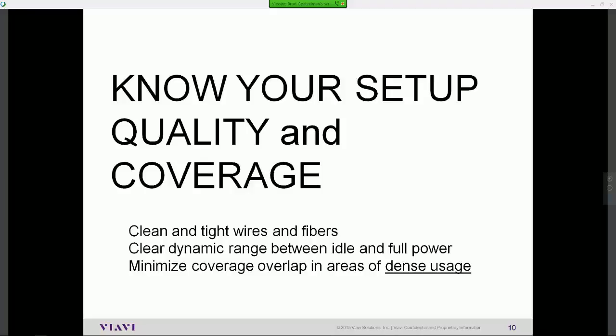But otherwise, the other thing as far as know your setup quality and coverage, minimize coverage overlap in areas of dense usage. This comes back to also self-inflicted interference because of frequency reuse of one, the intent or the goal to get the highest capacity and throughput is to minimize the overlap between sites and sectors.